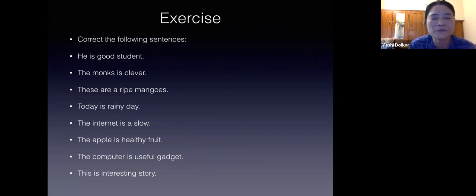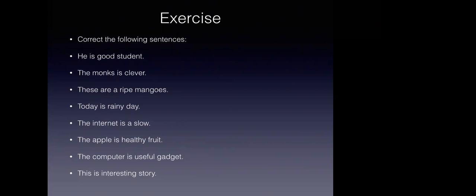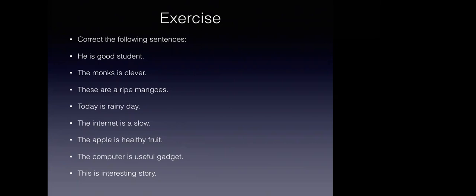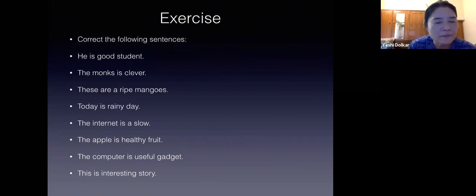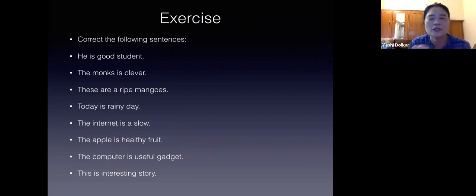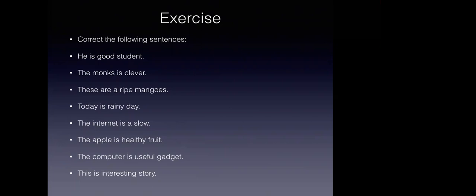Then: apple is healthy fruit. An apple is a healthy fruit. Or healthy fruits. Next: computer is useful gadget. The computer is a useful gadget.